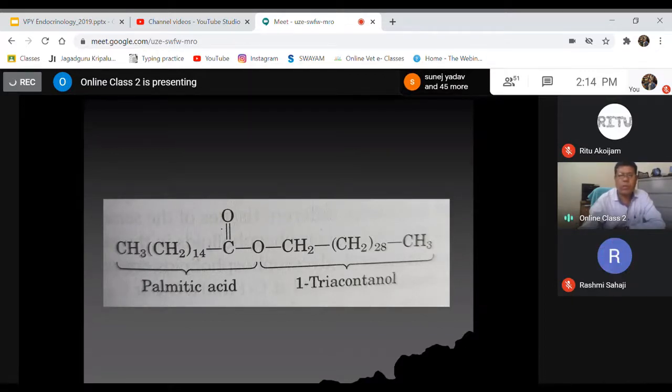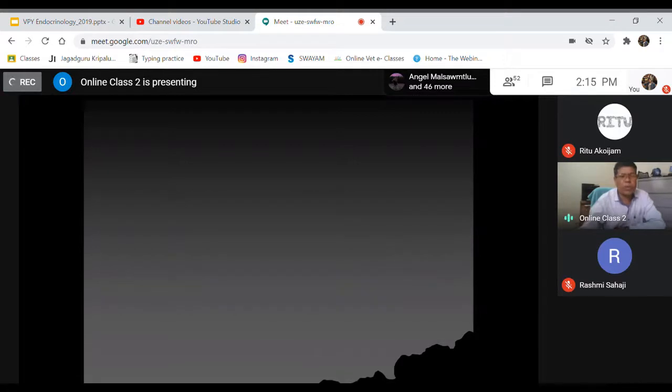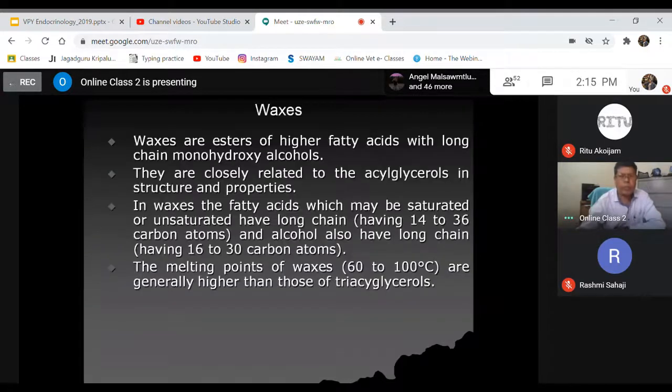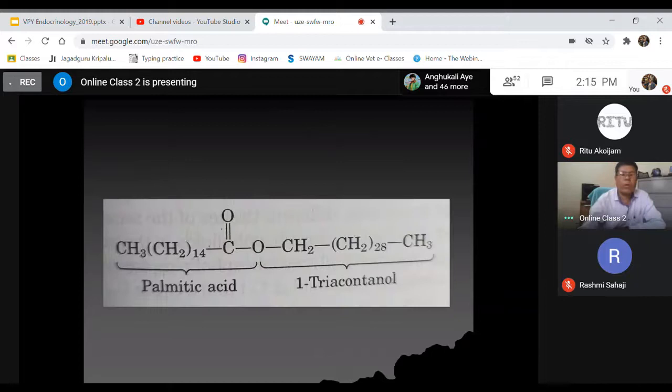With this, another fatty acid is linked. Here in this fatty acid, you have the CH3, that is the omega carbon. Then CH2, there are 14. Then you have the carboxyl group. So that means it is a 16 carbon fatty acid. A 16 carbon fatty acid, in general we call it palmitic acid. So this fatty acid is linked to an alcohol. Here the linkage is again an ester linkage.